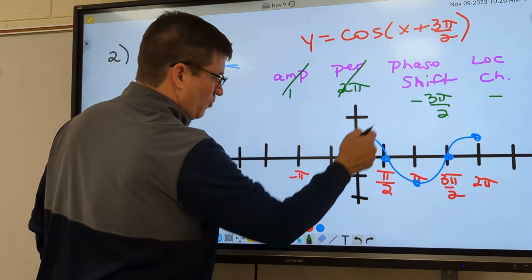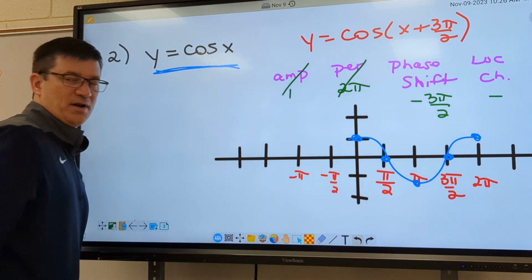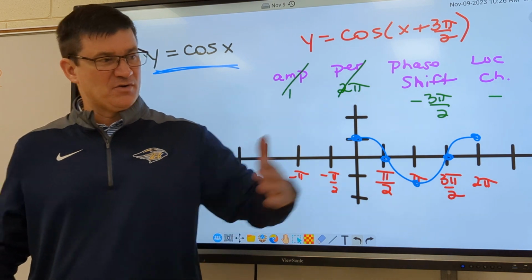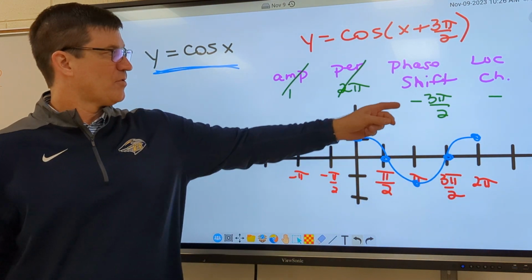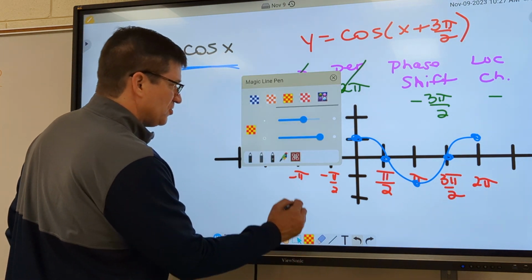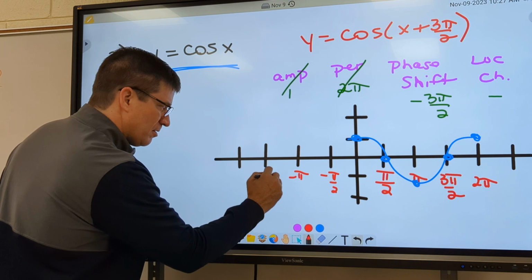Since we only have 1 change, get your color. This will be our final answer, so I'll draw it in a color. All you do on phase shift is either shift it right or shift it left. They want us to shift it back to negative 3 pi over 2. It's not on my sheet, but it should be on yours. Is it on your sheet back here?